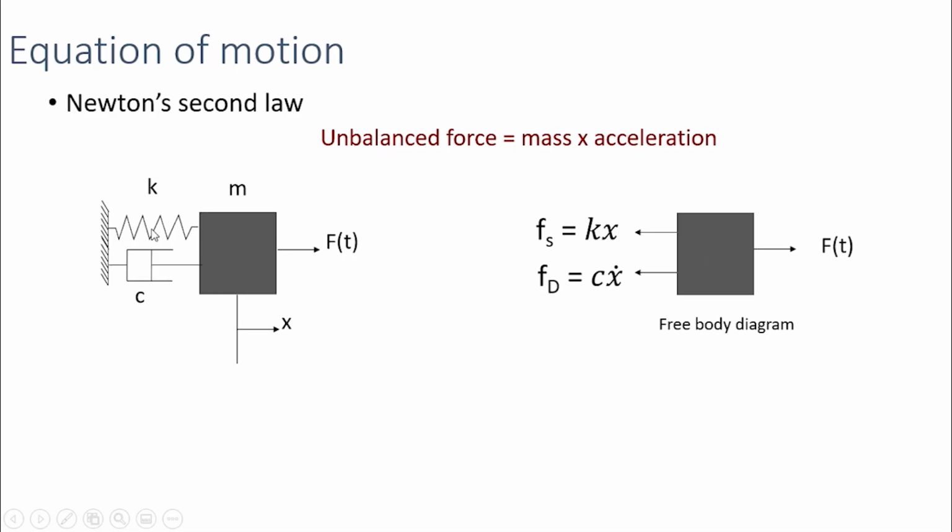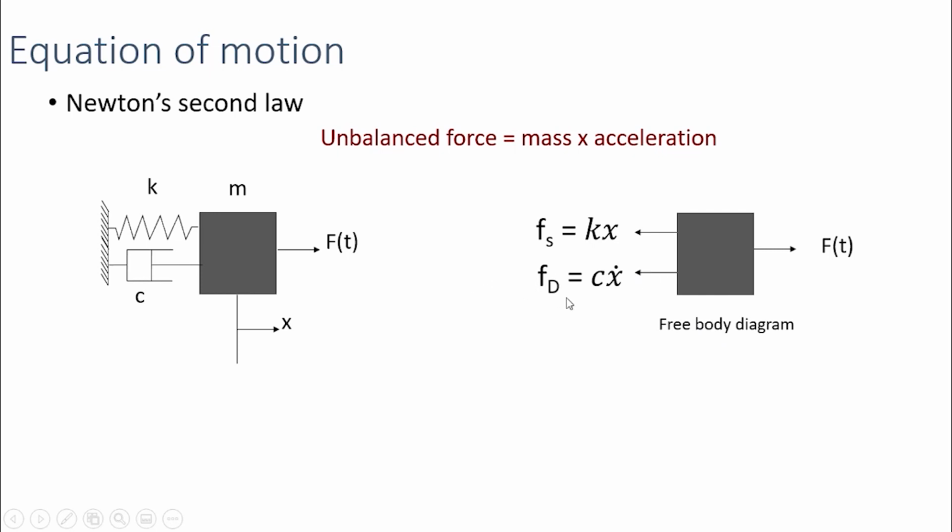What will happen is this stiffness and the damping will exert some restoring force on the body to keep it in equilibrium. The spring will exert a restoring force equal to stiffness times the displacement, and the damper will exert another force called the damping force, equal to the damping coefficient multiplied by the velocity of this mass particle. So these are the forces presently acting on this body.